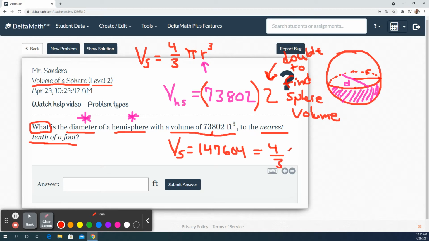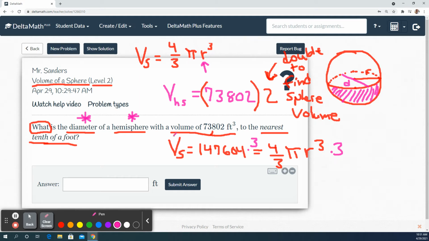4/3 pi r cubed. All right, so we can do this in stages, or we can try to do it all at once. I think at our level, it might be easier to do it in stages. So let's do it that way. So to do this in stages, I'm going to go ahead and multiply by 3. I'm going to get rid of this divide by 3 right here. So that's going to be a times 3 and times 3.